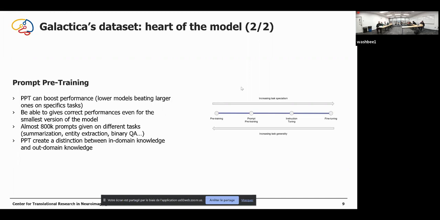So they were able to create a data set of more than 800,000 prompts on different tasks: summarization, entity extraction, and also binary question and answer. But the introduction of this prompt pre-training creates a distinction between the in-domain knowledge and out-domain knowledge, and they will make a difference when we talk about the different results reached by the model later.